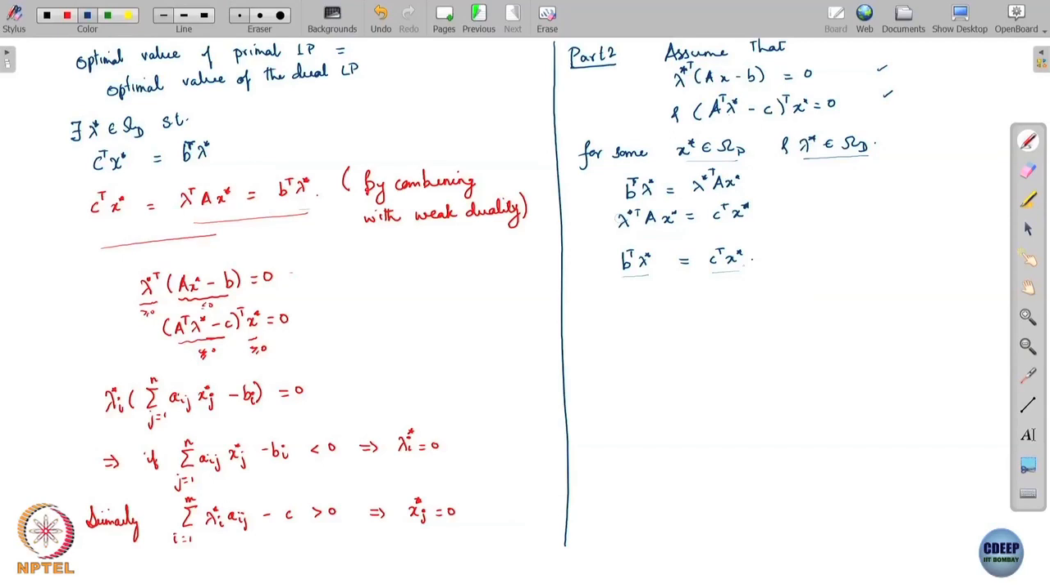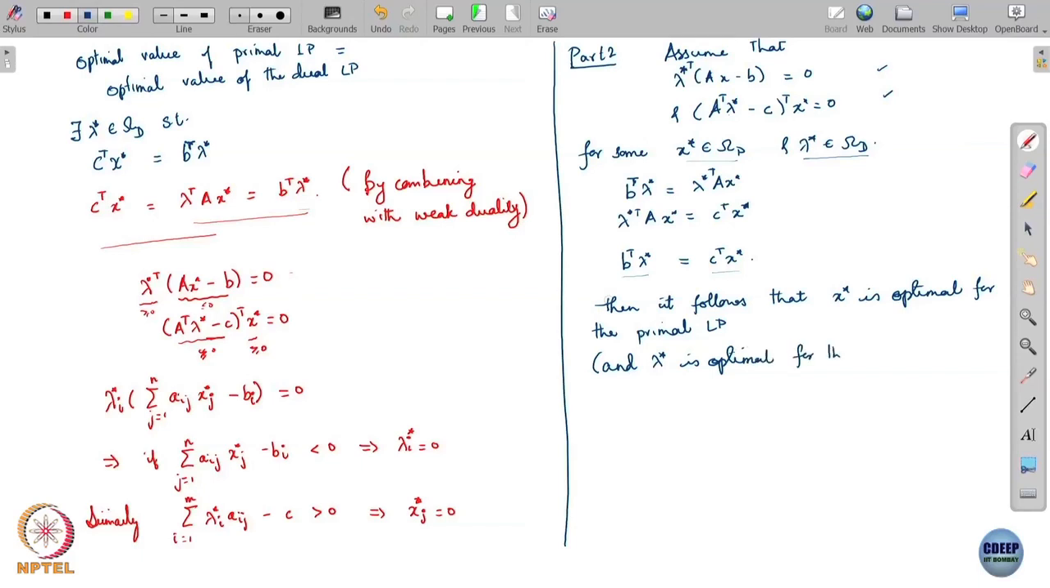And now what does this mean? We know from weak duality that an inequality in this direction must hold, and we know from the strong duality theorem that if equality holds, then these two are optimal. So then it follows that x star is optimal for the primal LP, and that lambda star is optimal for the dual LP. So this completes the proof.